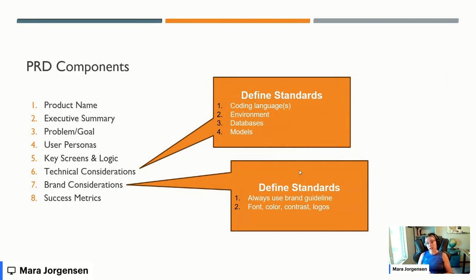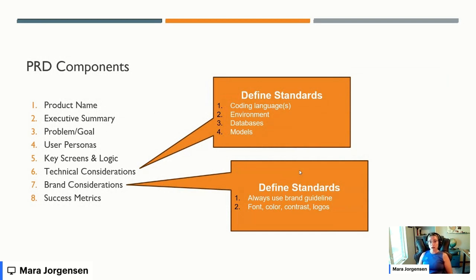But you should have a product name, a summary, the problem you're solving or the goals, the users who are using the platform, key screens and logic. We're going to dive deeper into that in our next session. But you should at least have an idea of what screens are needed, even if you just type out the titles of those screens. Technical considerations, brand considerations, and success metrics.